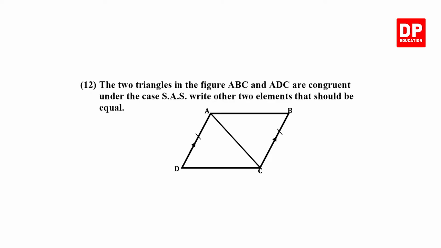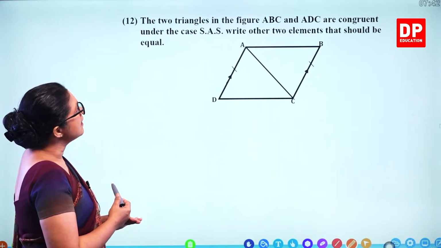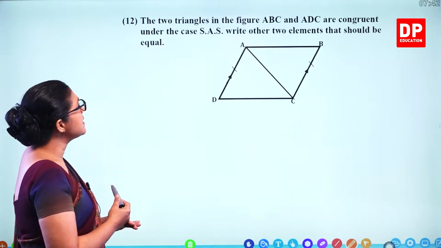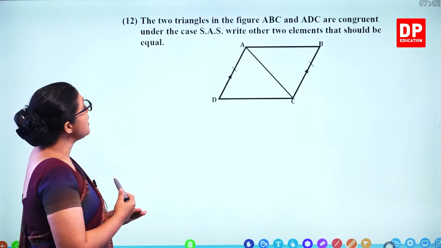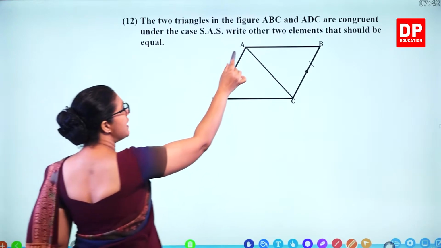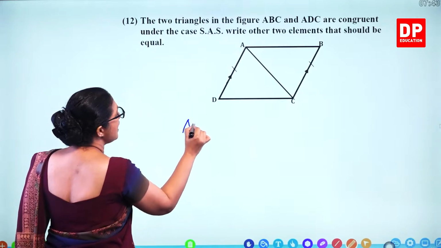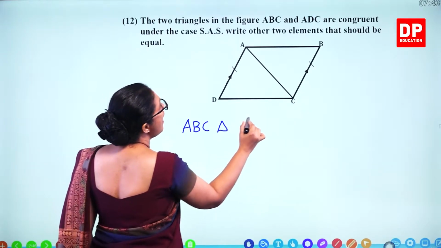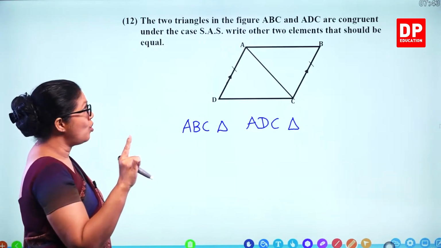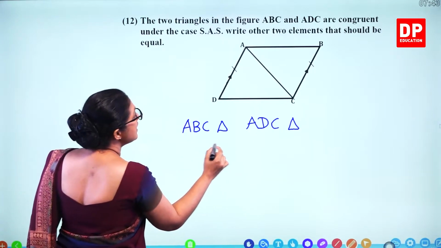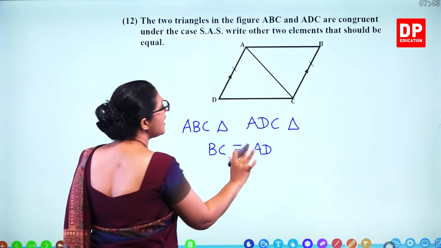Question number 12. The two triangles in the figure ABC and ADC are congruent under the case SAS. Write other two elements that should be equal. So already given, this side is equal to this side. So here we'll take ABC triangle and ADC triangle. So when you take these two, already given, AD is equal to BC. So side is okay.